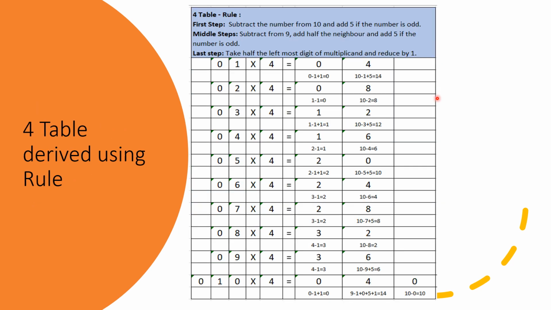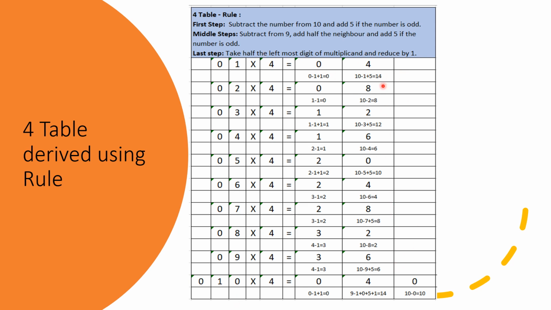Have a look at the 4 table. So similarly for the tables 8 and 9, here for 4 and 3 also we will apply the rule for the first step and the last step when deriving a table. Only for the digit 0 1 0 will we be applying the middle step. So for the rightmost digit 1 to 9, you see that I have added a number 5 because only for the odd numbers, that is 1 3 5 7 9, I have added 5.